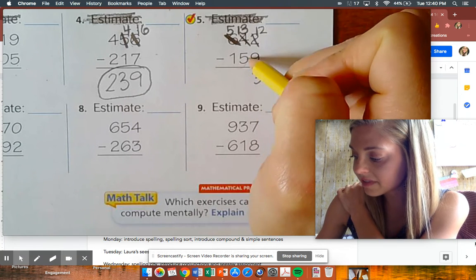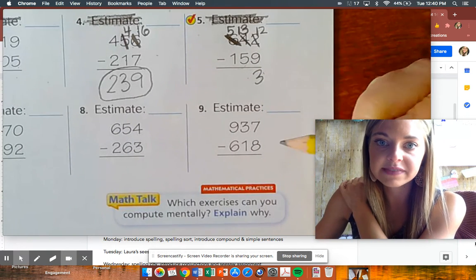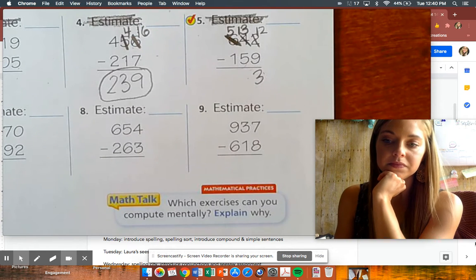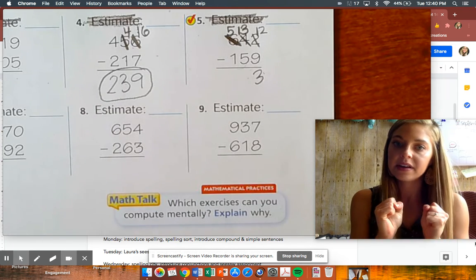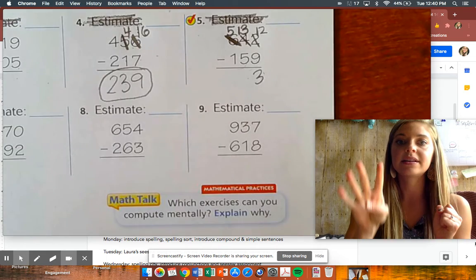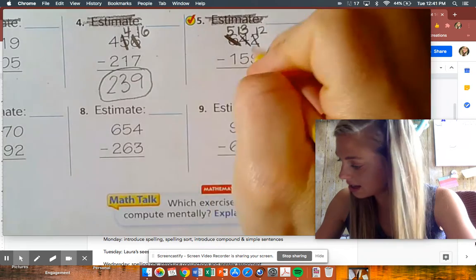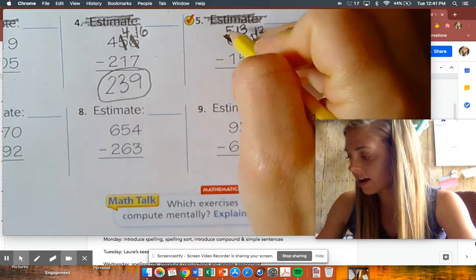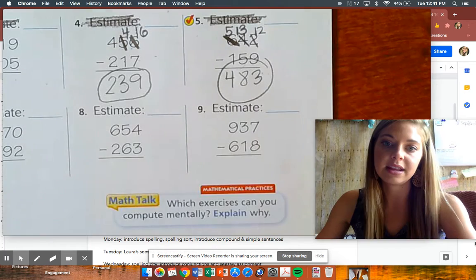So 13 minus 5 now in the tens place. Go ahead and figure out what 13 minus 5 equals. Okay, so you can count up from 5. So 5, 6, 7, 8, 9, 10, 11, 12, 13. So 13 minus 5 is 8. And then 5 minus 1 in the hundreds place is 4. The answer is 483.